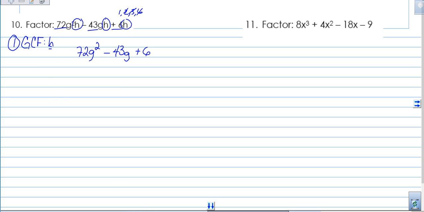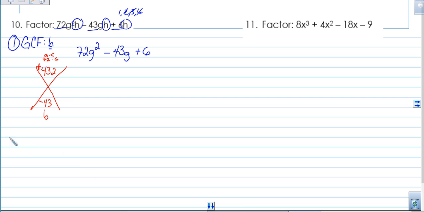somewhere. Okay, so now this is a trinomial, so we're going to try the x, where you'll do a times c, which is 72 times 6. Okay, and so you'll get a 2, a 3, and a 4, and it's positive. And then a b, you'll get a negative 43. Now this one is one that's going to be tough for you to do in your head. You're going to have to list out all the factors, okay?